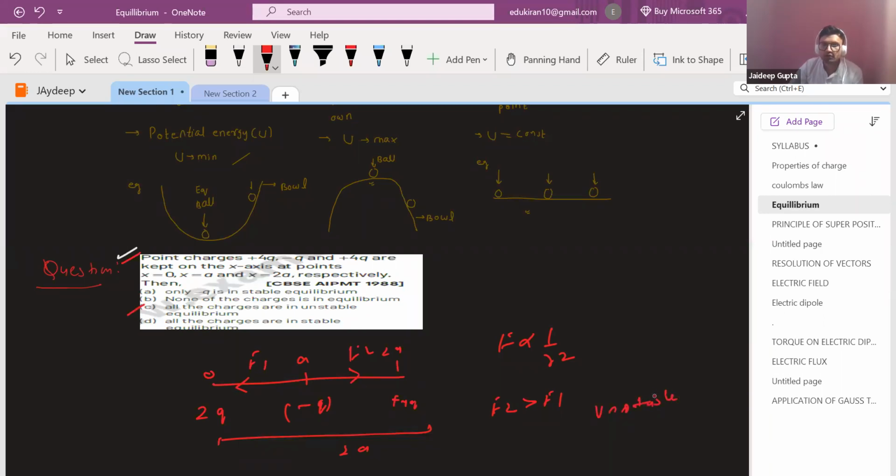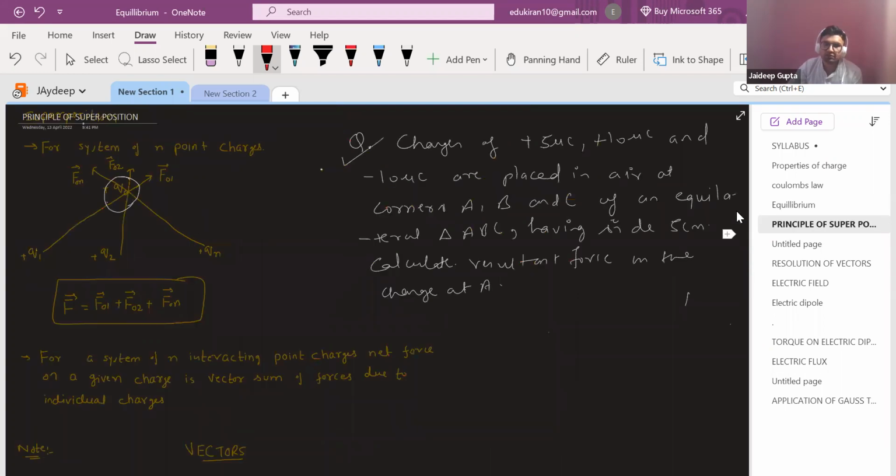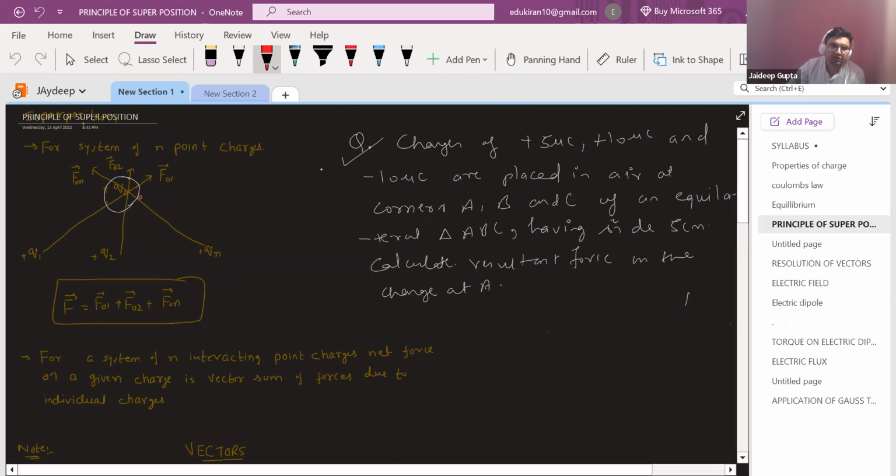Okay. Now next, principle of superposition. Now, principle of superposition means, let it be a charge, and we have to calculate the force on Q naught. Let this be Q naught.